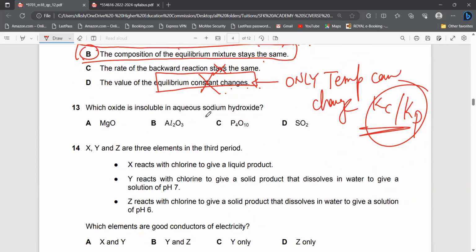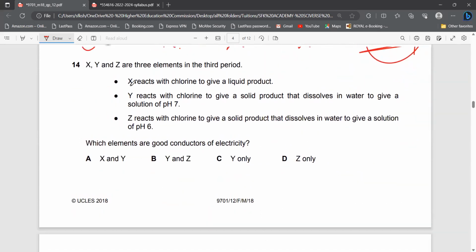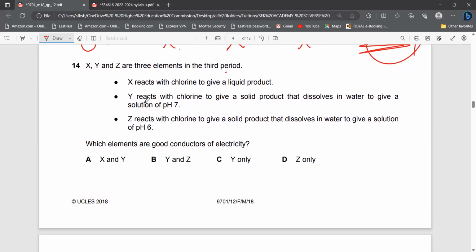Question 13. Now, which oxide is insoluble in aqueous sodium hydroxide? Aqueous sodium hydroxide is an alkali, so the answer has to be an insoluble one. If it's an acidic oxide, it will react and dissolve, so this cannot be the answer. Aluminum oxide can also not be the answer because it is amphoteric; it will react with it as well. So finally, we are only left with magnesium oxide. Magnesium oxide is a basic oxide and it will not react with a base. Therefore, it is insoluble.